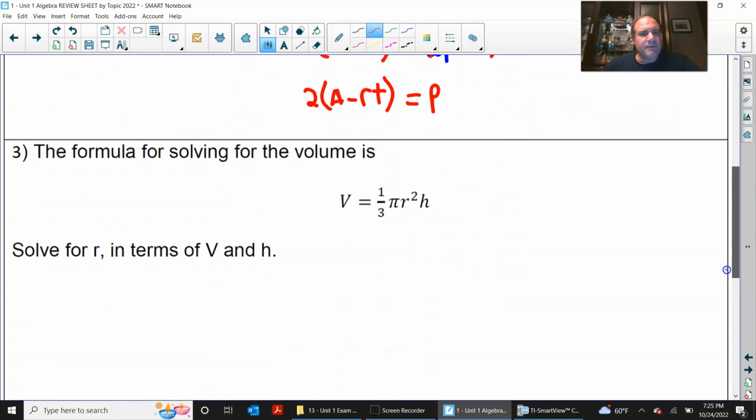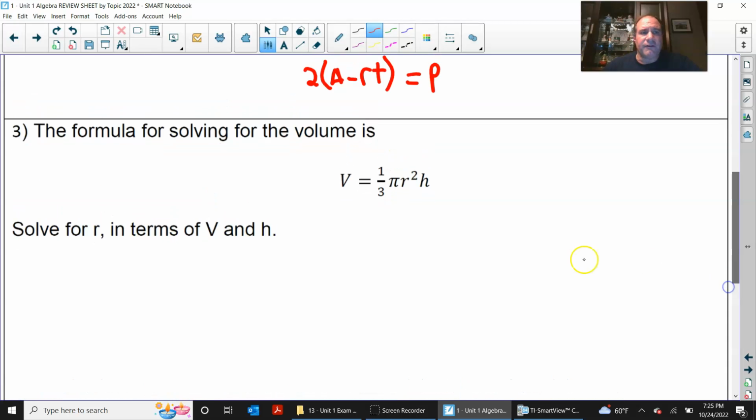All right, formula solving volume, solve for R. So this is V equals, I just like to rewrite it, pi R squared H. This fraction is really bothering me, so I'm going to multiply this whole thing by 3 over 1, which is just 3. And I'm going to multiply this side by 3.